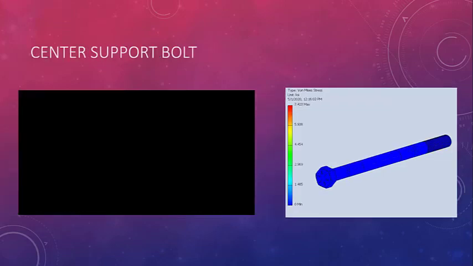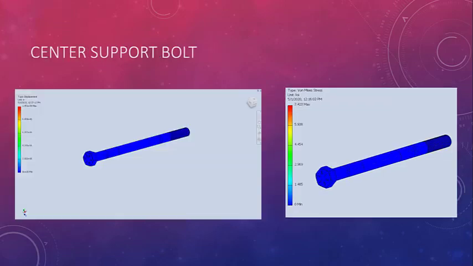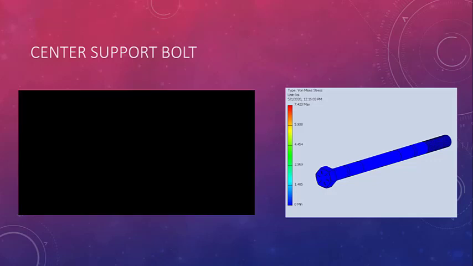As seen here, the center support bolt also held up fairly well. The displacement of the bolt at its max, while under the force of 400 pounds, was also under the thickness of a sheet of paper, coming in at 1/100,000th of an inch. The stress on the part seen to the right came in at a max of 7.423 KSI.